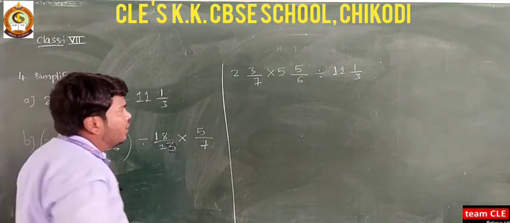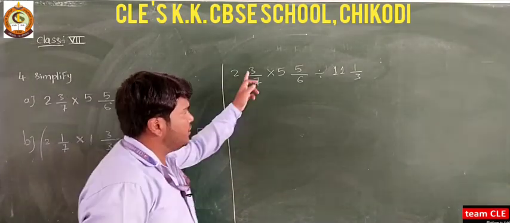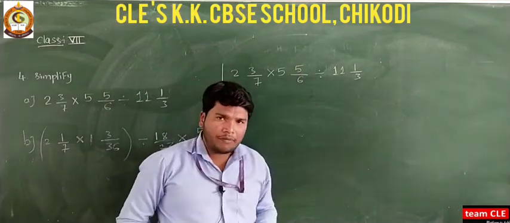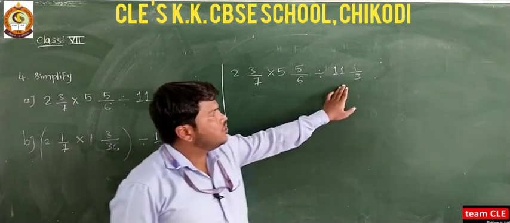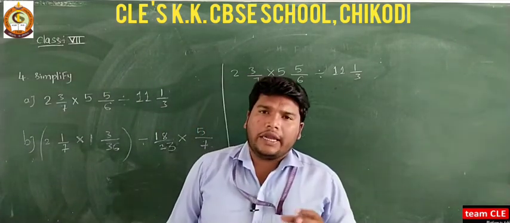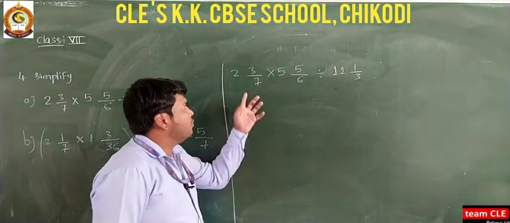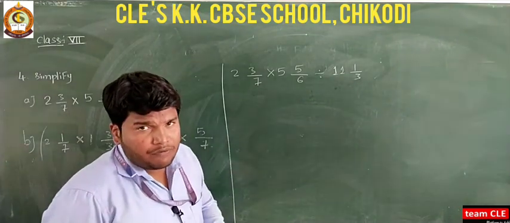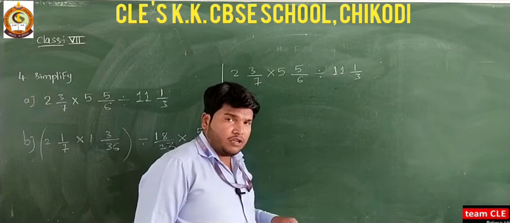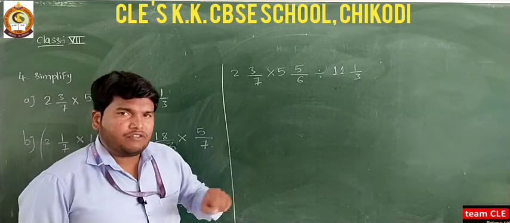Okay dear students, first see, these are in the form of mixed fractions. 2 integer 3 by 7 is a mixed fraction, 5 integer 5 by 6 is a mixed fraction, and 11 integer 1 by 3 is also a mixed fraction. The mixed fraction definition you already learned: the combination of a whole and its parts. First you convert the mixed fraction to an improper fraction, as you learned in the earlier video on conversion of mixed fraction to improper fraction.